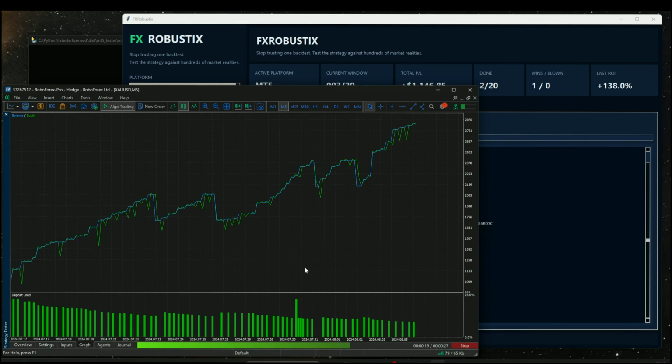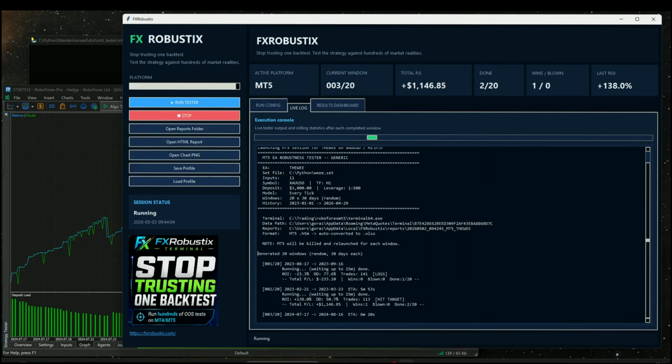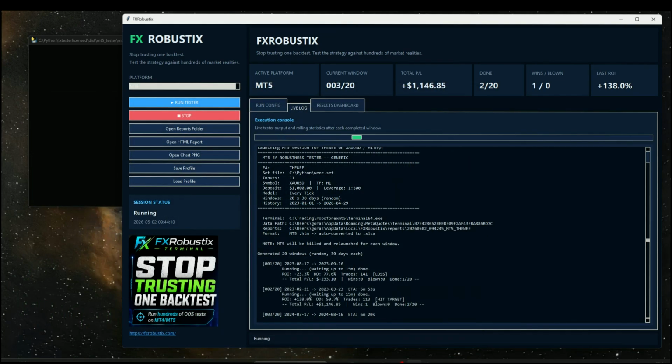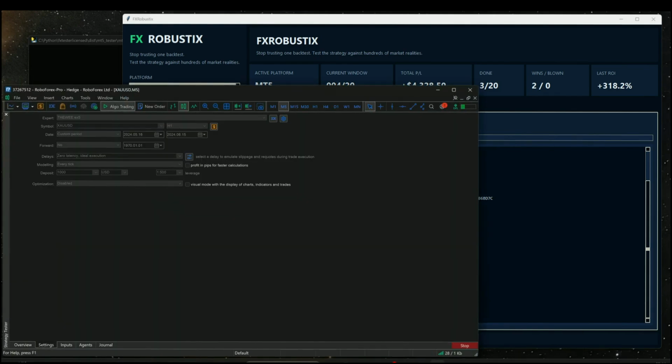But we do not trust one result. We use FXRobustix to check if the robot can repeat performance again and again. MetaTrader shows one backtest. FXRobustix shows survival power. Stop trusting one backtest. Test if your EA can really survive changing markets.